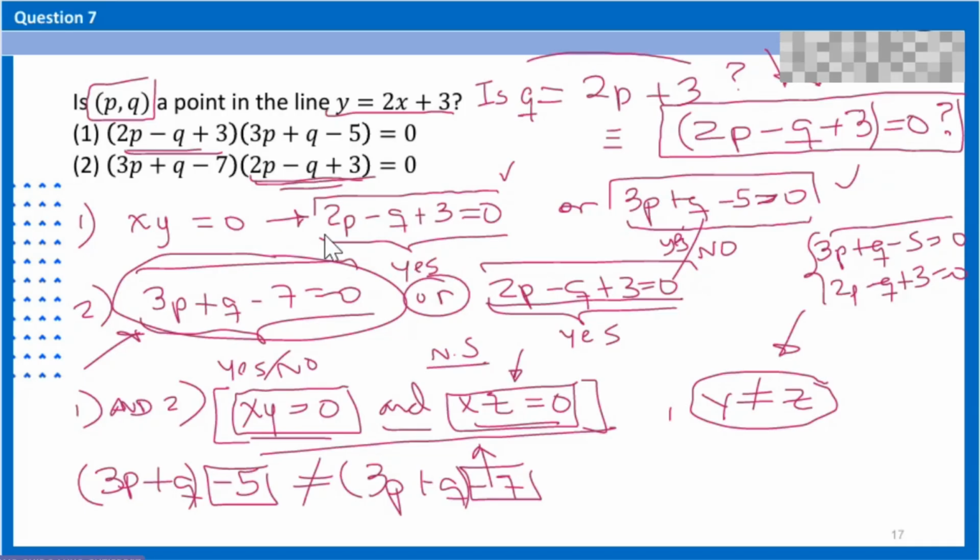So necessarily, the possible values for p and q, considering the two statements together, have to be two values that make 2p minus q plus 3 zero, or two values that make 3p plus q minus 5 zero and at the same time 2p minus q plus 3 zero, or two values that make 3p plus q minus 7 equal to 0 and at the same time 2p minus q plus 3 equal to 0. Those are the only possibilities. So in all cases, considering this, the expression here has to be 0. Therefore, C is the correct choice.